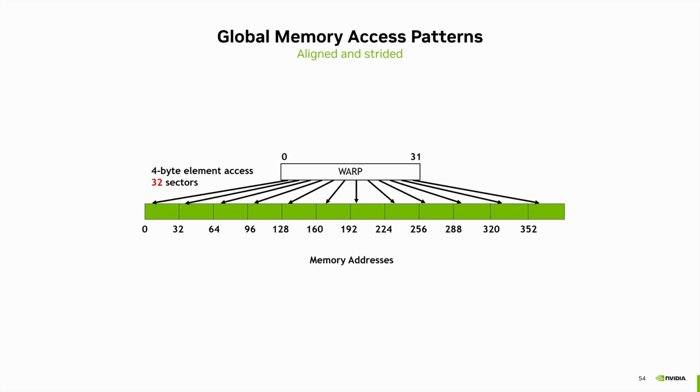Now the worst possible scenario is when each thread touches a different sector. So here, for example, we have an aligned access, but it is strided. And basically every thread in our warp touches a different sector. So this is the worst possible scenario, and this is something you should strive to avoid in your code.